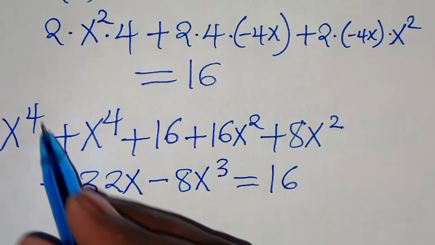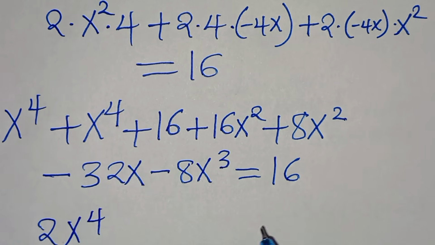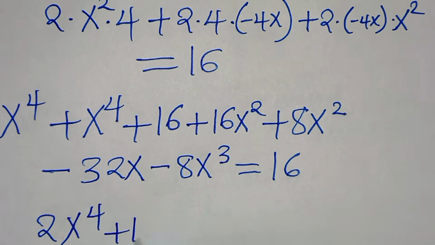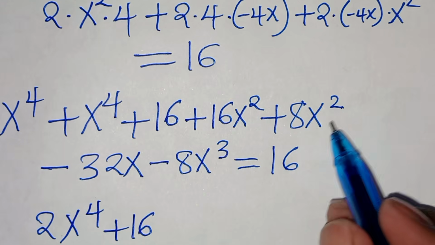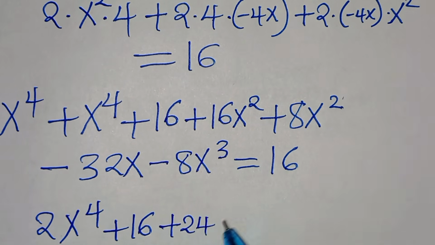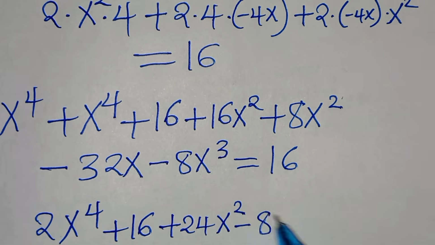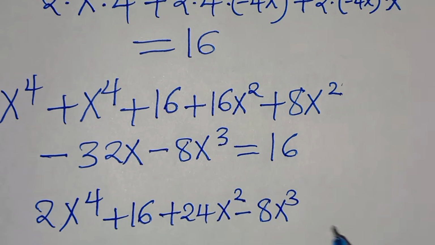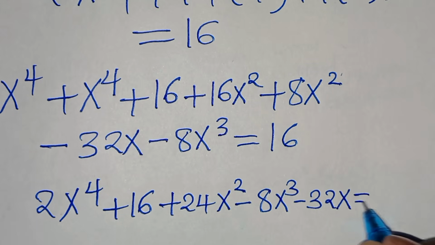So x to the power of 4 plus x to the power of 4, this is 2x to the power of 4, then plus 16. Now, 16x squared plus 8x squared, this is plus 24x to the power of 2. Then we have minus 8x to the power of 3. Then subtract 32x. This is equal to 16.